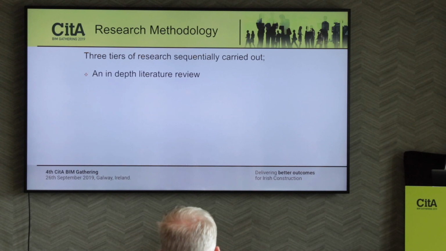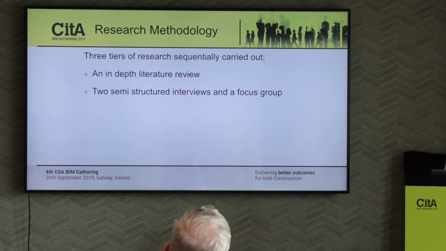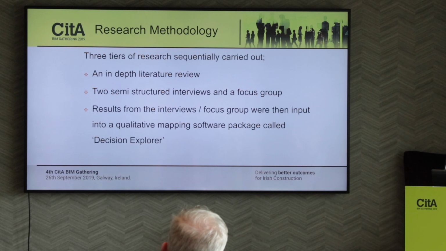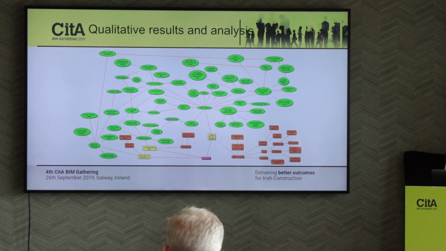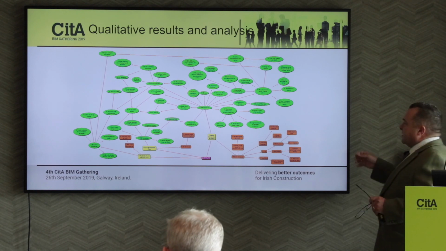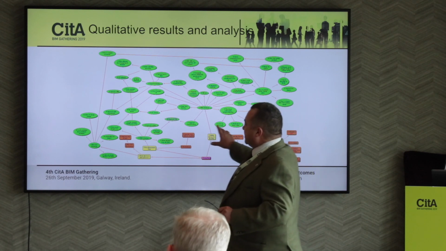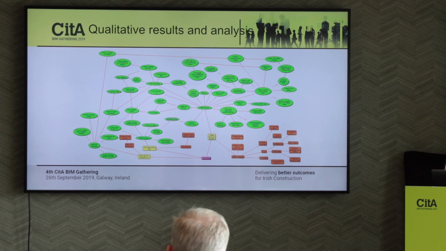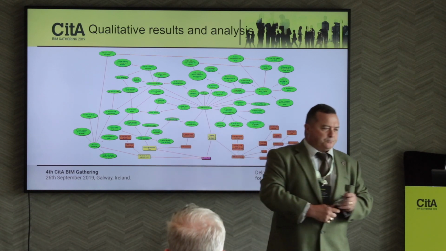So 3 tiers of research were carried out: an in-depth literature review, a couple of semi-structured interviews, and a large focus group. The results were then put into a bit of software called Decision Explorer. This will form cognitive maps. Then we carried out domain analysis and central analysis. And this was one of the main maps that were formed. It's probably very difficult for you to see there, but this is why I ended up splitting it between economic, sustainability and corporate advantages, because this is the way we got the main clusters.